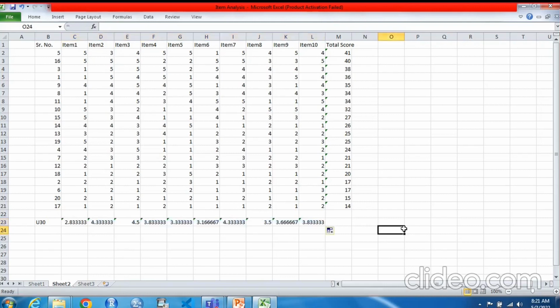So it gives you the average rating, or average Likert scale rating, given on each of the items by the top 27% of the respondents. Similarly, I will take the bottom 27%, which I call L30, and here I will take the bottom 27%.